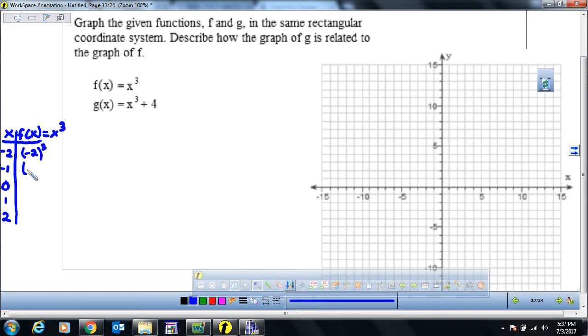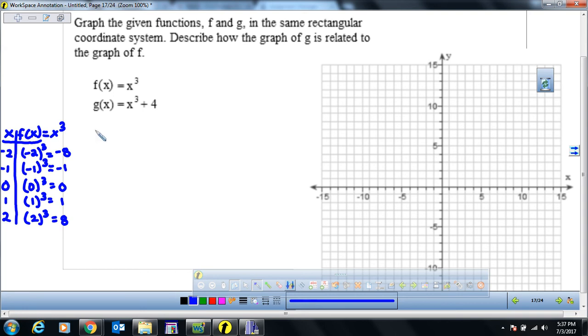These are my x's. -1 to the third power, 0 to the third power, 1 to the third power, and then the last one is 2 to the third power. So -2 to the third power means -2 times -2 times -2, which is -8. -1 to the third power means -1 times -1 times -1, and that is -1. 0 to the third power is going to be 0. 1 to the third power is 1, and 2 to the third power is +8.